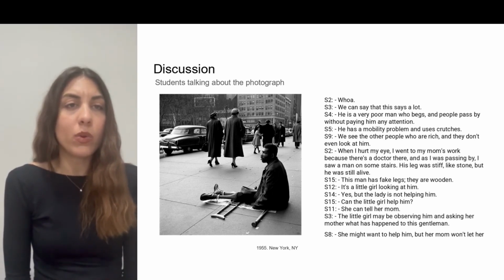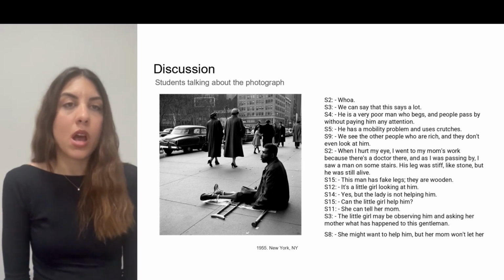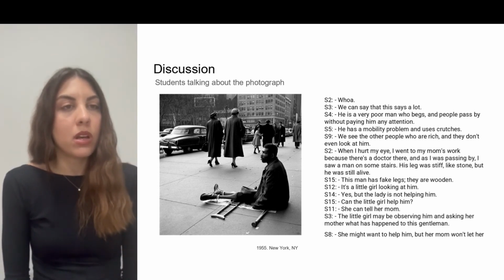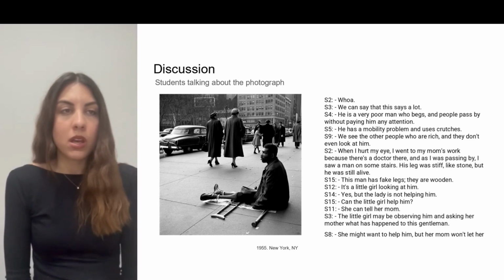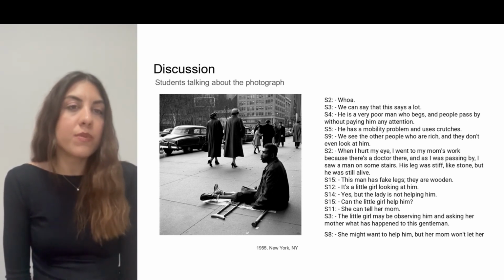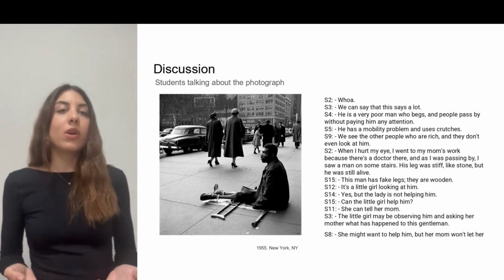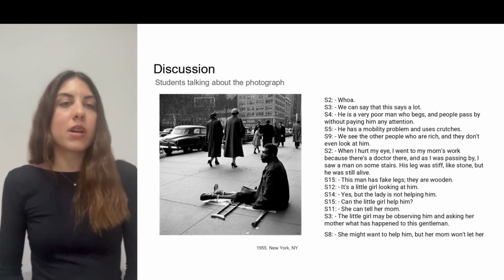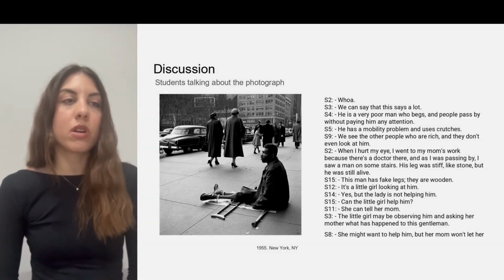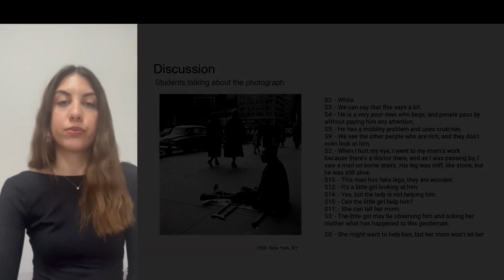When I hurt my eye, I went to my mom's work because there's a doctor there, and as I was passing by, I saw a man on some stairs. His leg was stiff like stone, but he was still alive. This man has fake legs. They're wooden. It's a little girl looking at him. Yes, but the lady is not helping him. Can the little girl help him? She can't, tell her mom. The little girl may be observing him and asking her mother what has happened to this gentleman. She might want to help him, but her mother won't let her. This picture is from 1955 in New York.